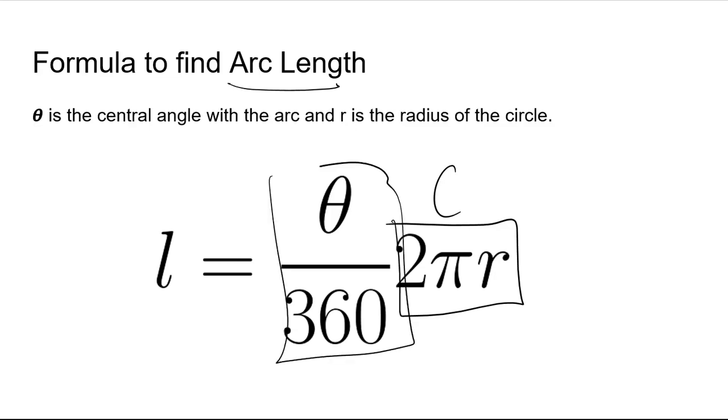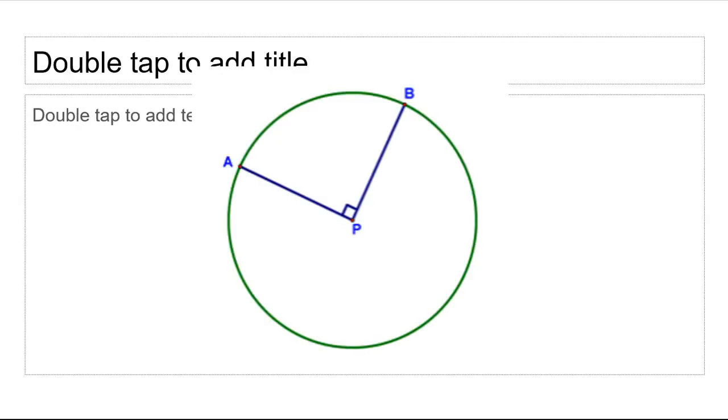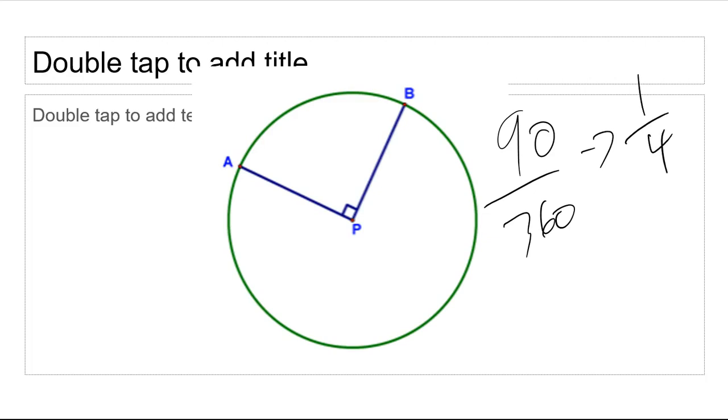So this is the central angle. So circumference times the central angle ratio. 360 is how many degrees in the circle. So let's say we're talking about this problem right here. This is 1/4 of the circle. So if I took 90 divided by 360, if I simplify that, that does come out to be 1/4. So that's 1/4 of the circumference.